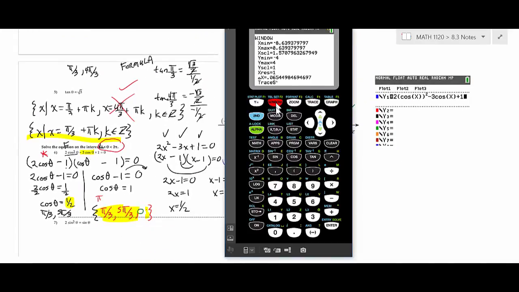Since I'm solving on the interval 0 to 2 pi, you just want to go 0 to 2 pi. Max, go to 2 pi. The scale, it doesn't make a bit of difference what that scale is. You can leave that as anything you want to. Don't even waste your time. The y's, probably negative 4 to 4 is good enough. It probably doesn't make any difference. So I'm going to slide that over there.